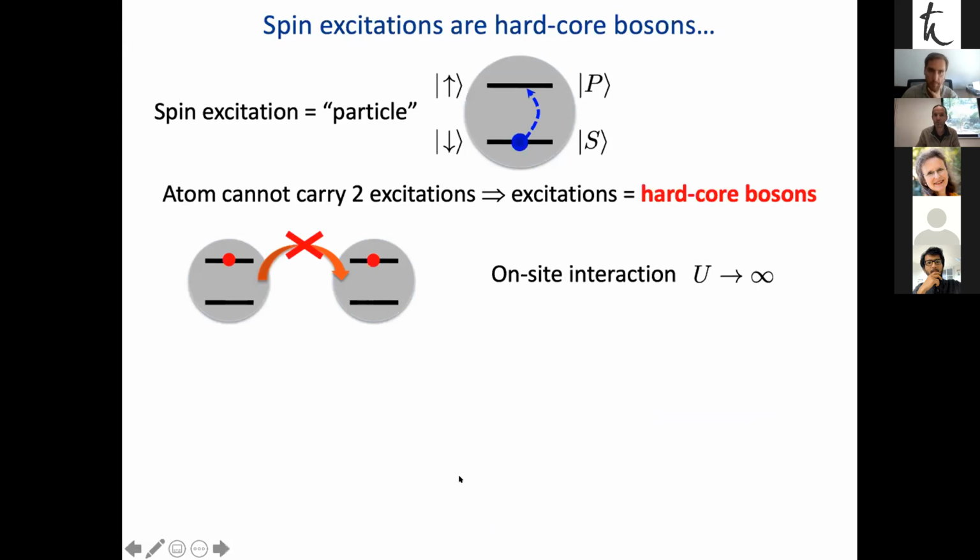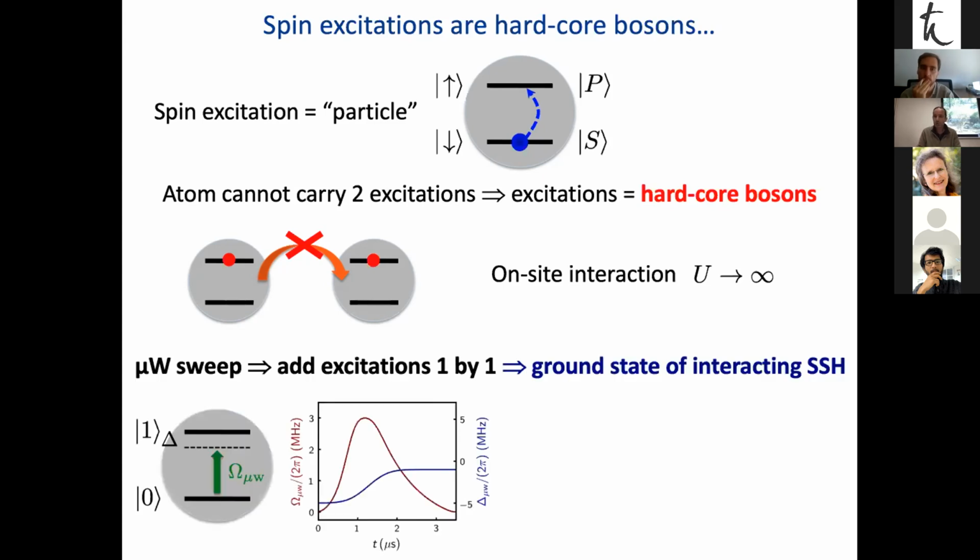So there is no place to go because it's just a two-level system. This corresponds to a very specific case of interactions between P excitations, but it's an extreme one. It's just an infinite on-site interaction. So if you wish to compare with what was said during the two previous talks, this is the ultimate nonlinearity, because it's an infinite nonlinearity on-site.